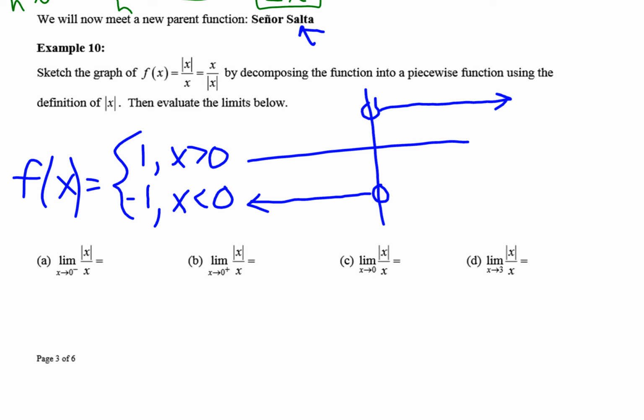So looking at our graph, evaluate the limit as x approaches 0 from the left: -1. As x approaches 0 from the right: 1. As x approaches 0, that means from both sides, does not exist. It's going to two different numbers. And now as x approaches 3, well, it looks like it'd be about here. Okay, plug it in. 3 over 3, that's 1. Done.